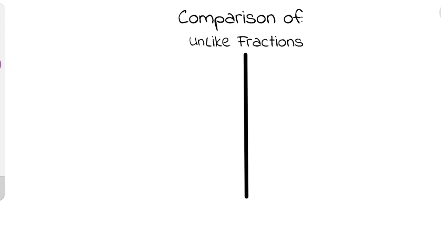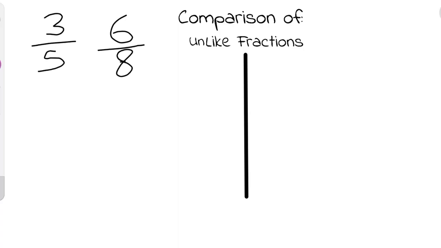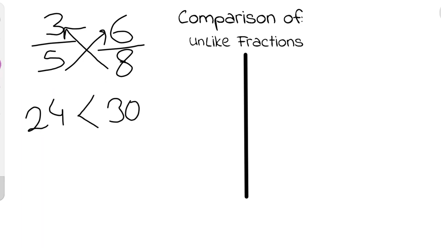Now next comes the comparison of unlike fractions. For this we have two methods. The first method is the cross multiplication method. Let's see how it works. For example, we have two unlike fractions, 3 by 5 and 6 by 8. In the cross multiplication method, we multiply them crosswise in this way. 8 will be multiplied with 3 and written here. 5 will be multiplied with 6 and written here. So 8 times 3 is 24, 5 times 6 is 30. Now we have to compare these two numbers. 24 is smaller than 30. That means 3 by 5 is smaller than 6 by 8.